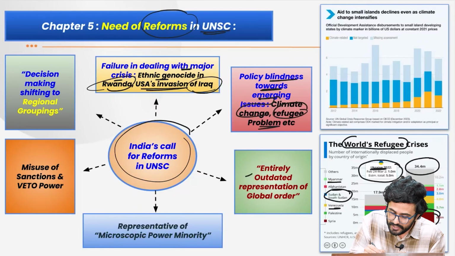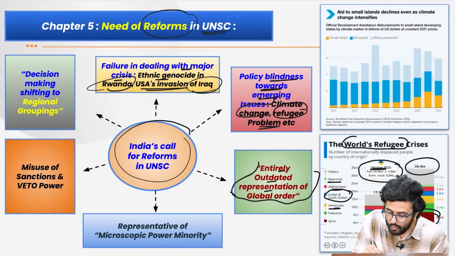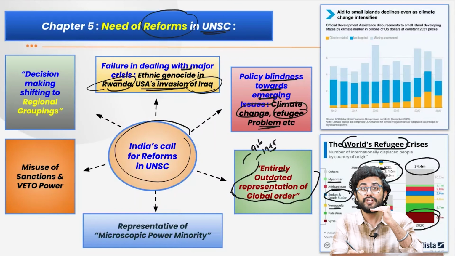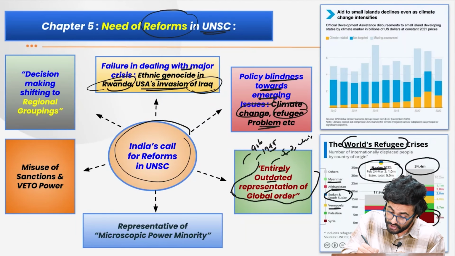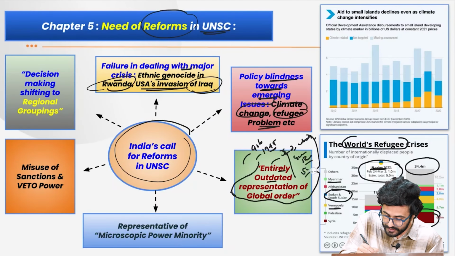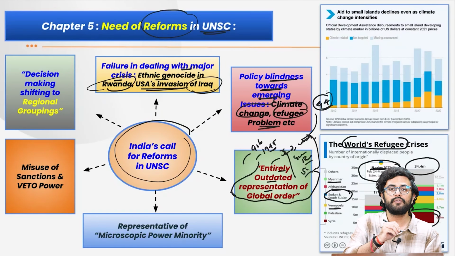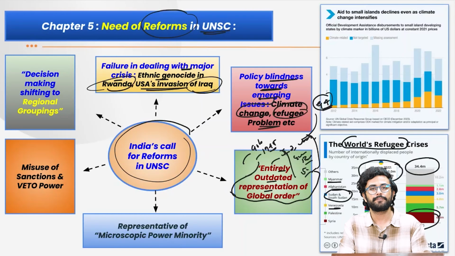Then there is a major argument, and that is how the United Nations Security Council is completely outdated, because it basically represents the global power as it existed in the year 1945. But since then, there has been an emergence of new economic and military powers, like, for example, India, China, Germany, Brazil, Japan, etc. These are the countries which basically form the G4, or the grouping of four, and they majorly call for the expansion of the United Nations Security Council.